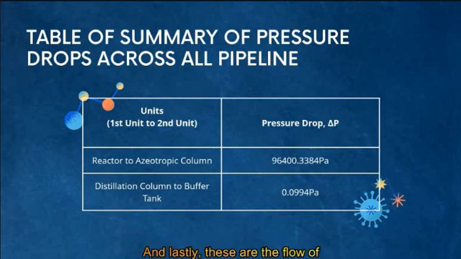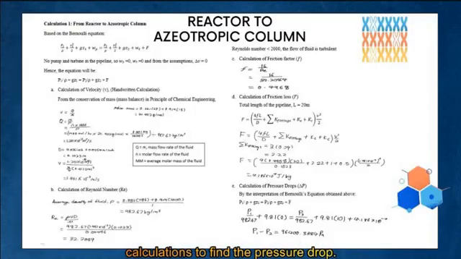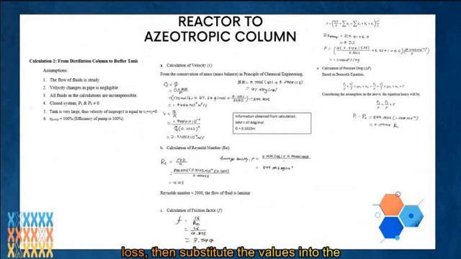And lastly, these are the flow of calculations to find the pressure drop. To find the pressure drop, we first calculate the velocity, then the Reynolds number, and then the friction factor, and lastly the friction loss. Then substitute the values into the Bernoulli equation, and we'll get the pressure drop.